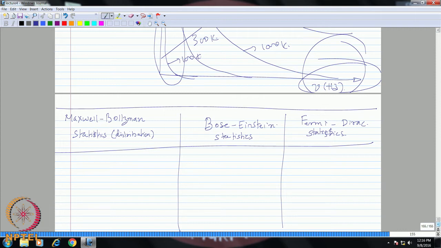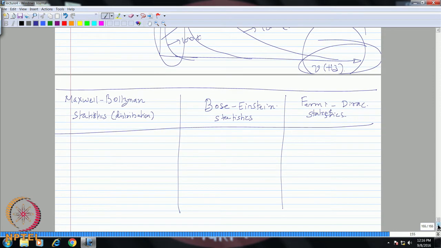If you are looking at the Maxwell-Boltzmann distribution function, these are applied to particles which are distinguishable. I think I already mentioned this once before, but I am reiterating again. And also there is no limit to the number of particles occupying a particular energy level.